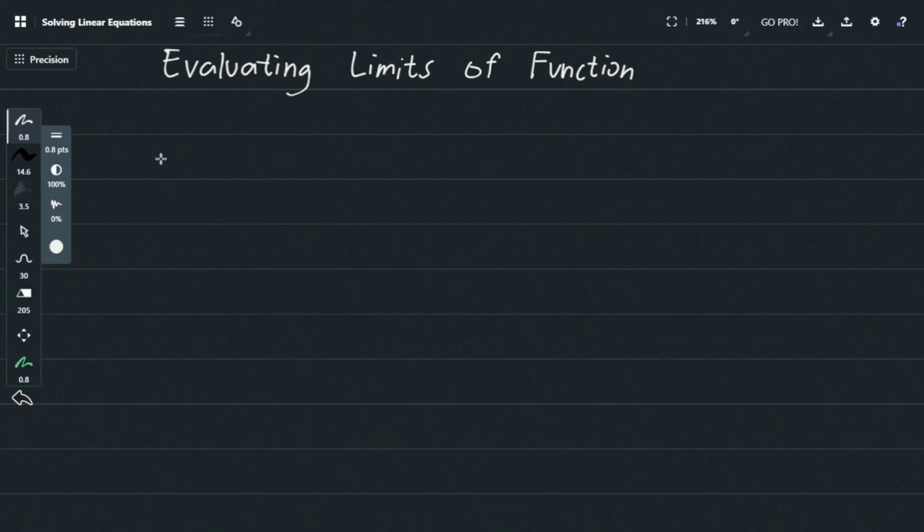Okay, so let's have another example. We have the limit of x squared minus 5x plus 6 as x approaches 3. Okay, so we are just going to substitute the value of x into this function. So again, we have to substitute the value of x. So the value of x is equal to 3.